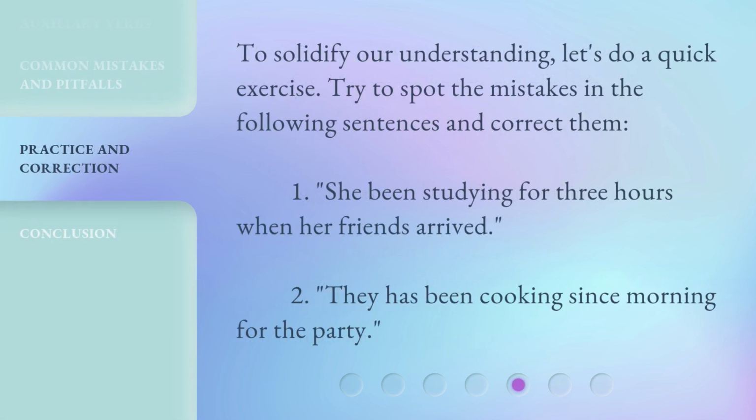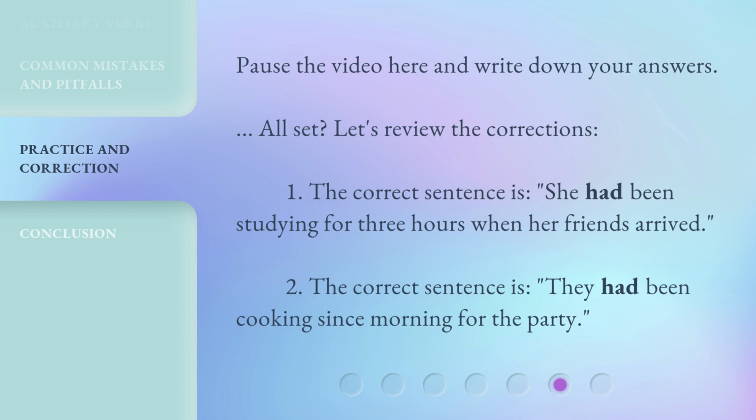To solidify our understanding, let's do a quick exercise. Try to spot the mistakes in the following sentences and correct them. 1. She been studying for 3 hours when her friends arrived. 2. They has been cooking since morning for the party. Pause the video here and write down your answers.